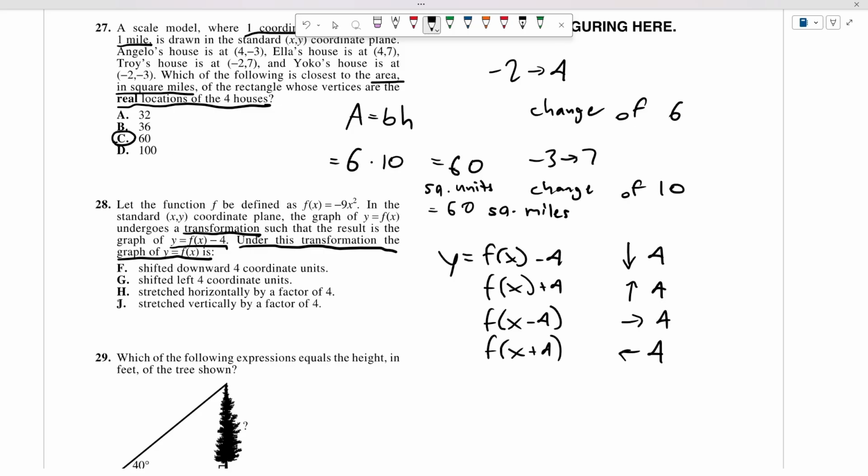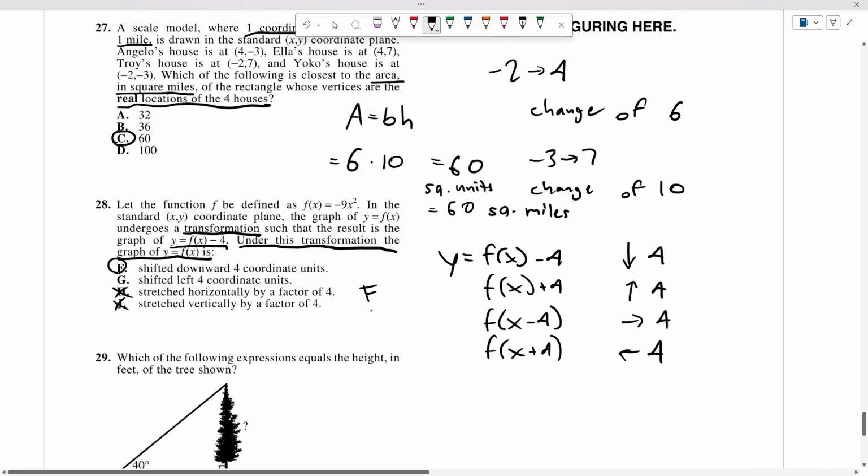And it's not going to be a stretch unless you're multiplying the function by 4, right? If it's like 4f of x or f of 4x, then yeah, you're going to have a stretch. But since we're adding or subtracting, it's always going to be a translation, not a stretch. So for that reason, we're drifting down by 4 units.